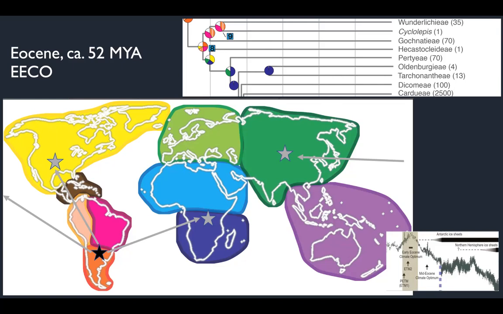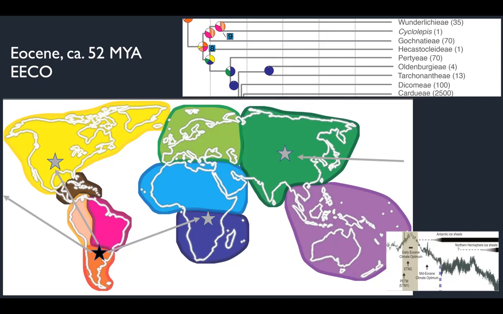In the lower right there, I have the global temperature plotted from the Eocene to present day. And you can see that there were several spikes or climate optimums, as we call them, over time, one in the early Eocene, one in the mid-Eocene. And it was around this 52 million years that we have this expansion out of South America. And the route is still maybe somewhat up in the air.